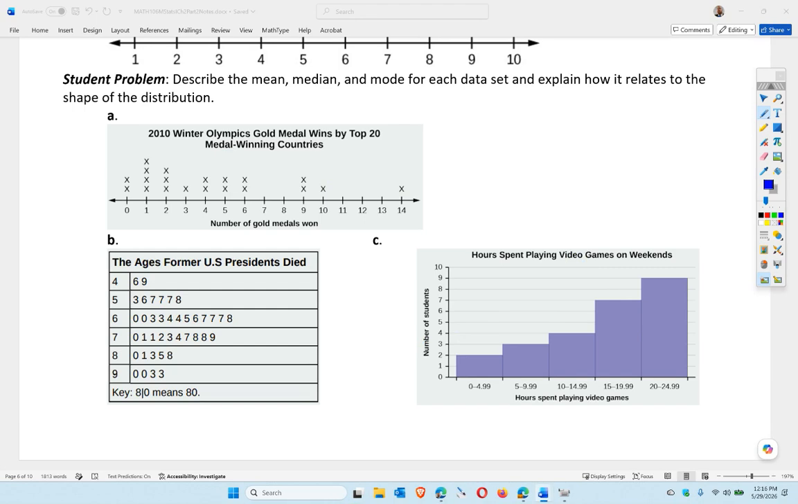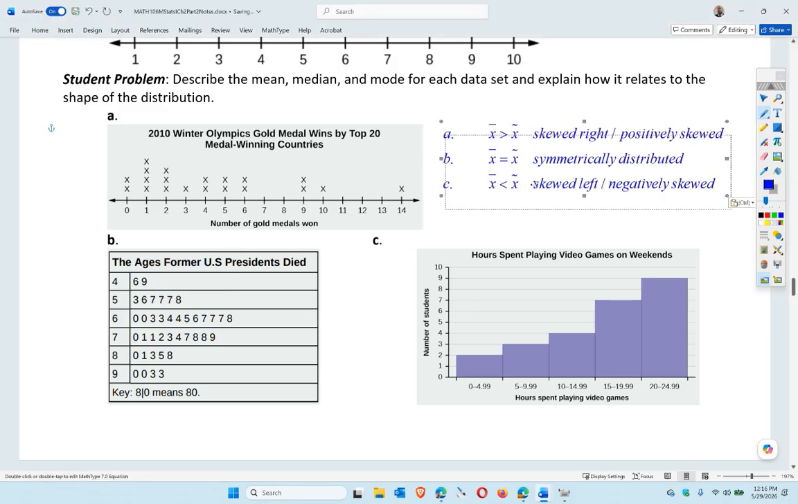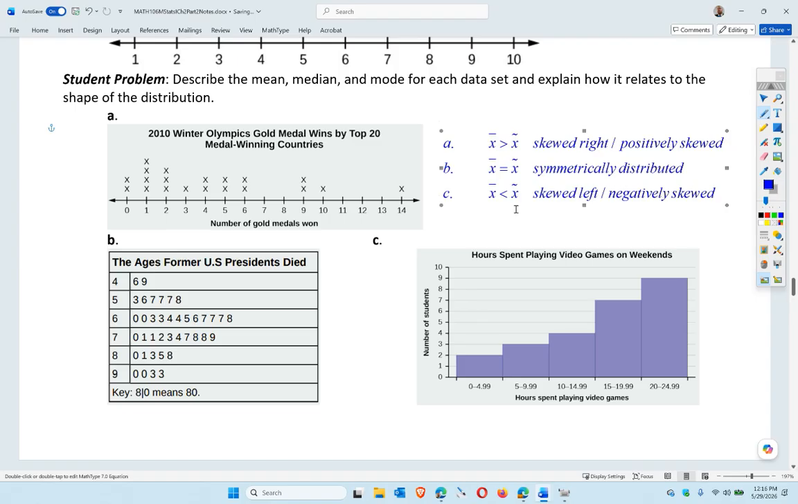Okay, so we don't know what the exact answers are as far as calculations for any of these three graphs without doing any math. I don't need to do the math. I can figure out the relationship between the mean and the median just by looking at the graphs, and making a general estimation as to what I think.